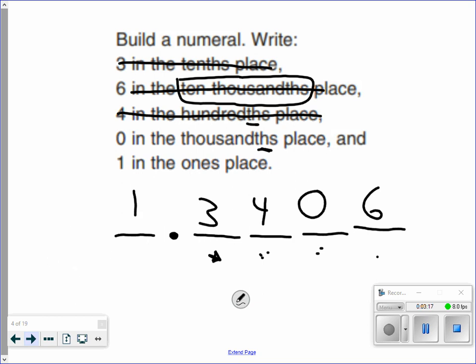So how would I read this number? 1 and, decimal means and, 3,406 10,000ths. Wow, that's a fun number to write, okay? Or to read, I should say.